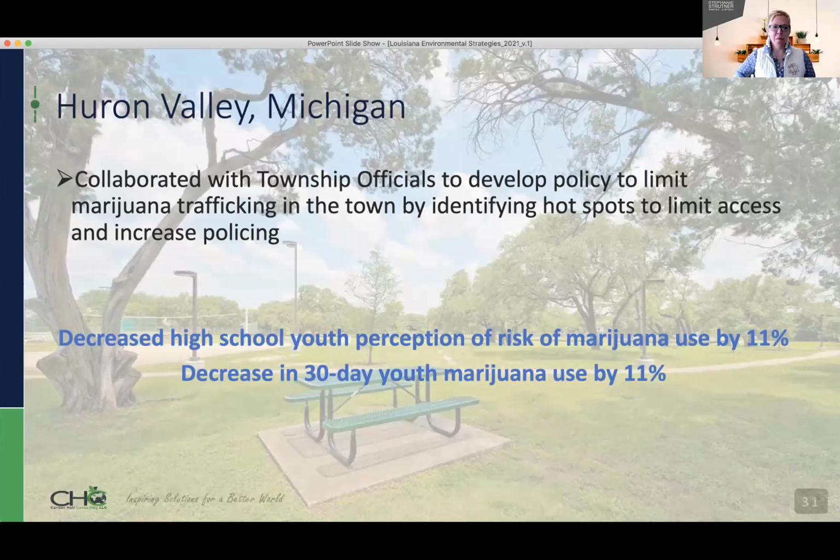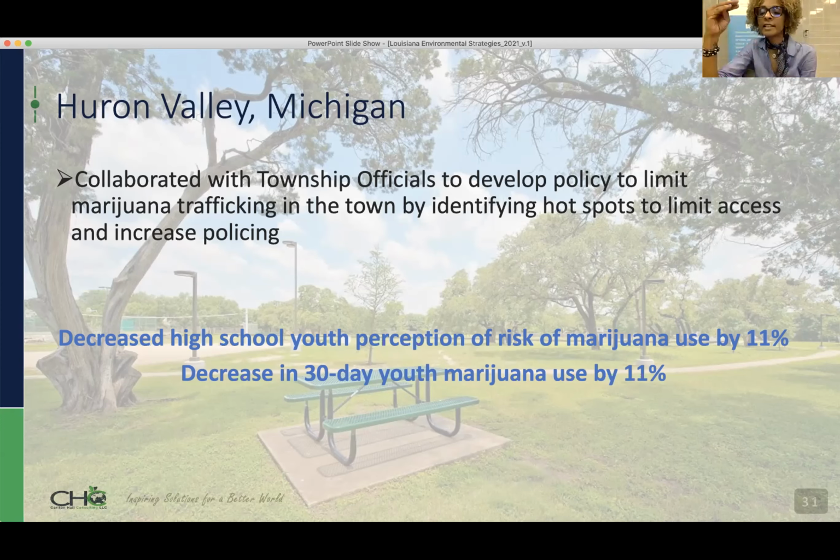In Huron Valley, Michigan, the coalition there collaborated with township officials to develop a policy to limit marijuana trafficking in the town by identifying hotspots to limit access and increase policing. And so we talked about how our strategies are tied directly to those local conditions. They were able to really specify exactly when and where THC was being used in their community.